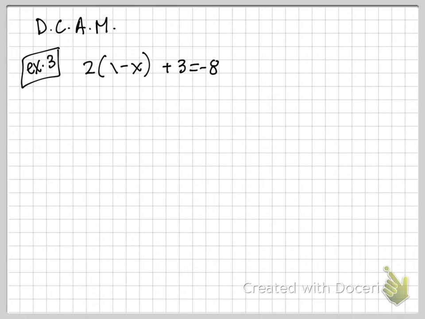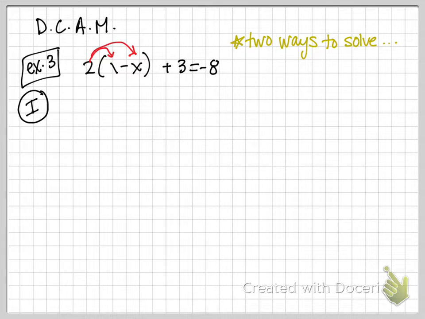Okay. So, according to our mnemonic device, don't call after midnight, our first step should be to distribute. We need to distribute that 2 into the parentheses. Okay? So, I'm going to show you 2 ways to solve this. First, we'll do it by distributing. Then we'll do it Zegan's way. Okay, so method 1, which is why I put that little Roman numeral, is to distribute. So to distribute that 2 into the parentheses.